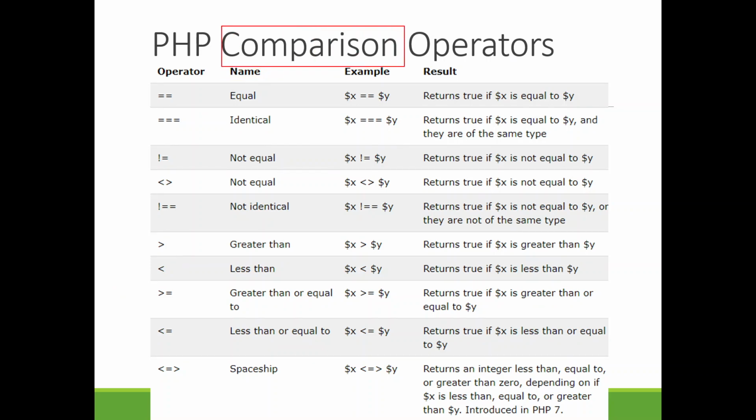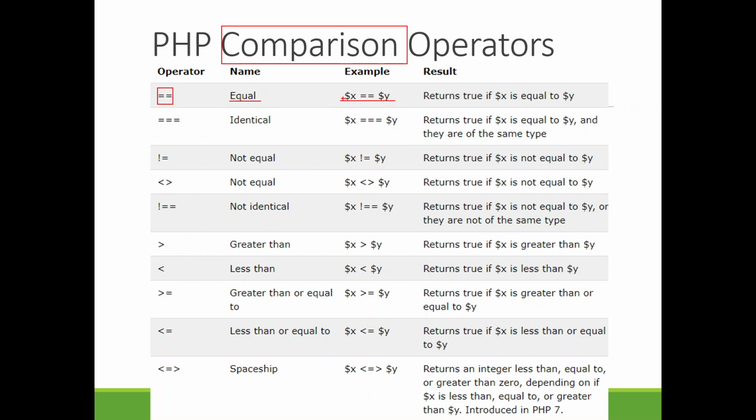Comparison operators, as the name suggests, are used to compare the values of two variables most of the time. So you must have one variable on one end and another variable on the other end, or they can also be expressions. Now, the very first comparison operator here is known as the equal operator.